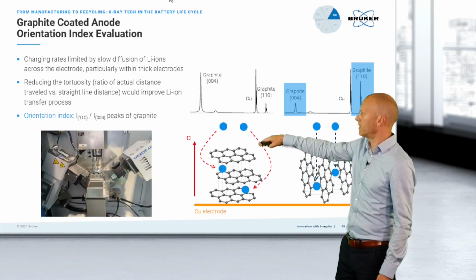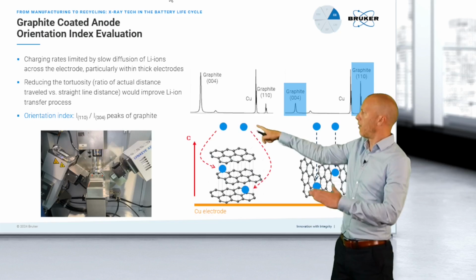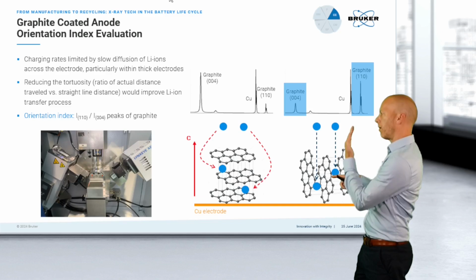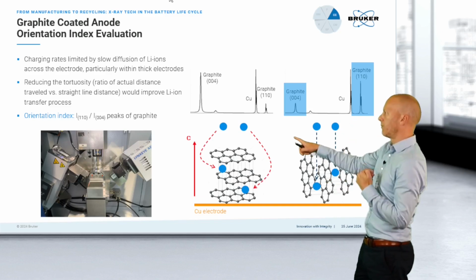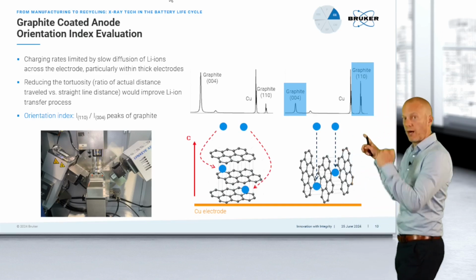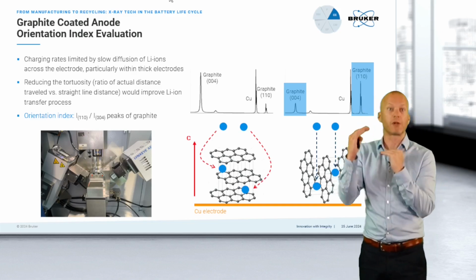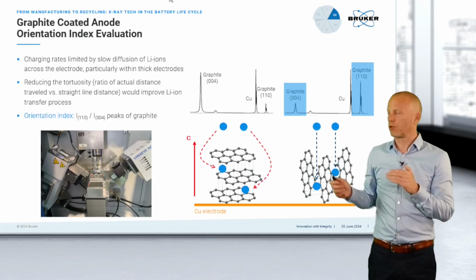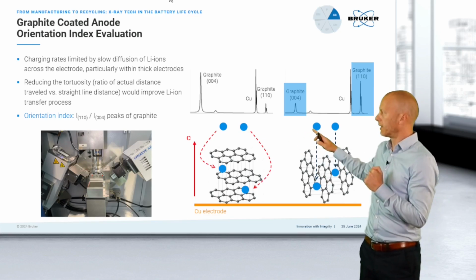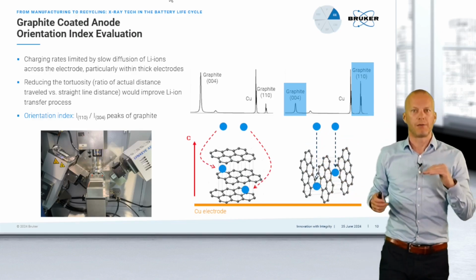In this orientation, you see this ratio of peaks for graphite. Now, in a different orientation, if we were to have more particles oriented in this way, we would see that this peak from graphite would have a lower intensity, while this peak from graphite would have a higher intensity. By monitoring the ratio of these two peaks, we get what is called an orientation index. This gives us a nice indication about the orientation of the graphite particles on the surface of the electrode, and you can get a nice quality number for how the particles are sitting on the surface of the electrode.